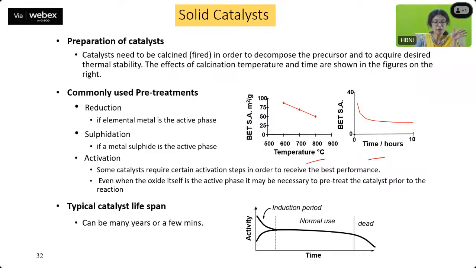A typical catalyst lifespan can be many years or a few minutes, depending on the type of material you are using and the type of reaction it is catalyzing. In some cases, in the activation phase, the activity decreases and then reaches a constant. In other cases, the activity goes from lower to a little higher, stays stable for a certain amount of time, and then starts dropping. Once the catalytic activity starts dropping, we call it the dead phase. Till the time the activity is constant, you consider that the productive lifespan of a catalyst.